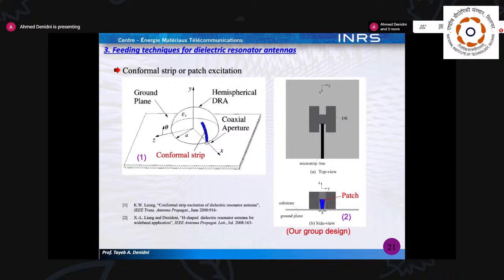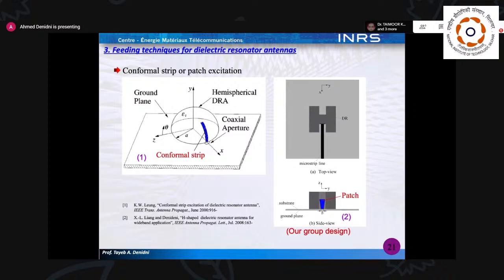And the idea is that by using these different feeding techniques, we can achieve different performance in terms of operating frequency, bandwidth, and also in terms of radiation pattern and efficiency. This means as an engineer, we can have very large flexibility in this design.